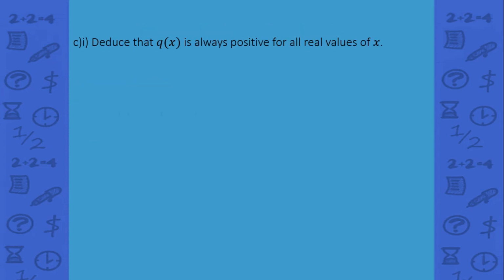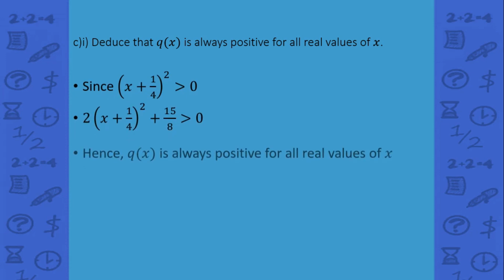For question C1. Deduce that q(x) is always positive for all real values of x. What is meant by positive for all real values of x? This means that the equation must be greater than 0 in order to produce positive values. So for this question, we just put greater than 0 for the equation q(x), and the question is answered.